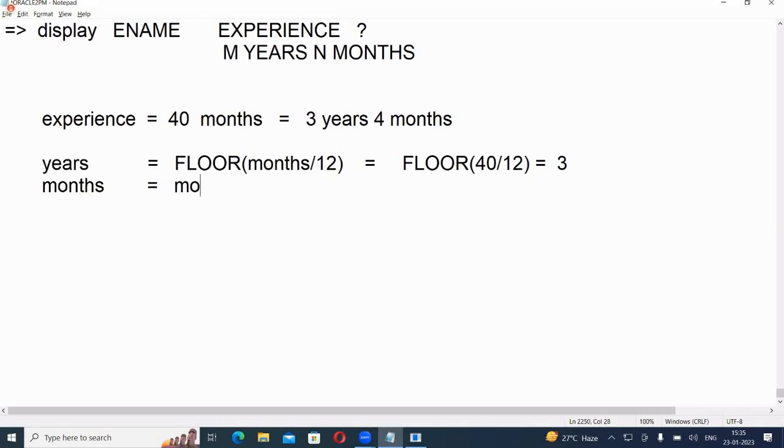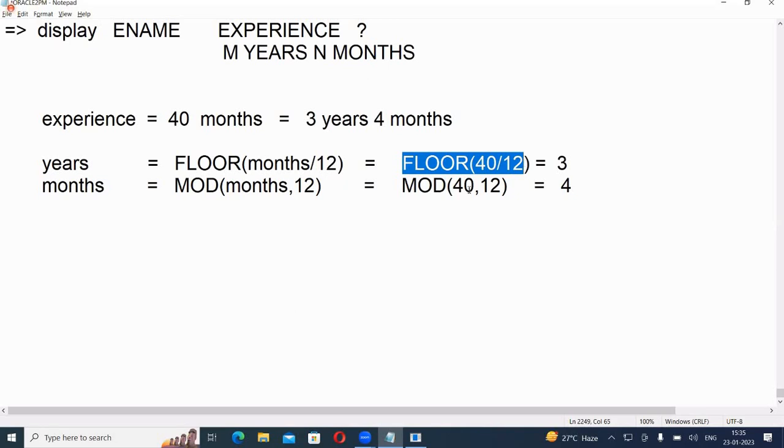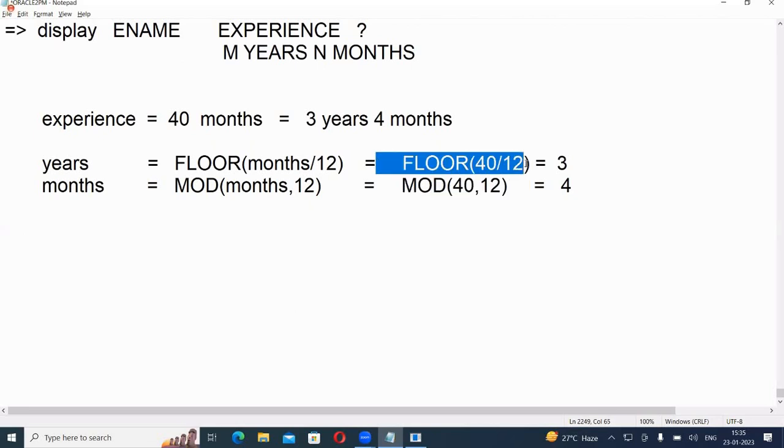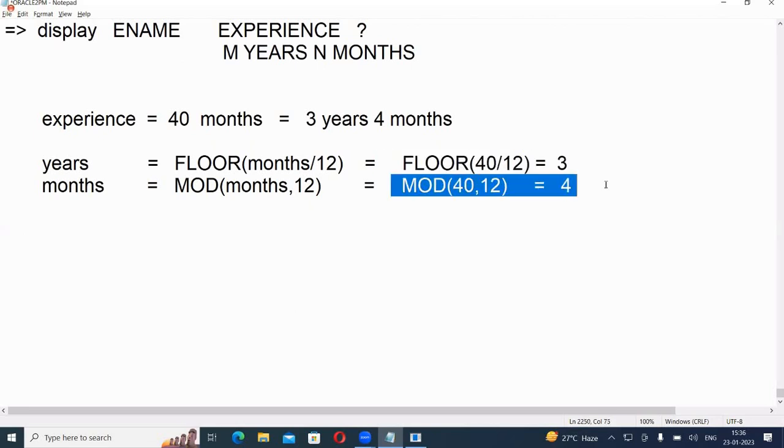The function is the mod function. Mod of months comma 12. What is the meaning? Months divided with 12. Mod of 40 comma 12: 40 divided with 12, what is the remainder? 4. That's all. This is the formula to get years. This is the formula to get the remaining months. This is how to convert experience into years and months.